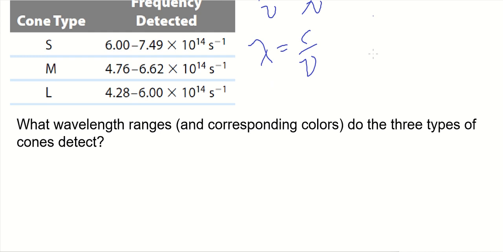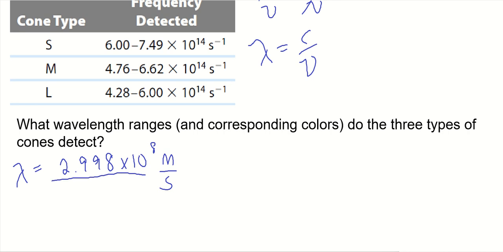So let's start with the S-type. The wavelength for the S-type is going to be 2.998 times 10 to the 8 meters per second. That's given to you on your reference sheet. That's the speed of light. And the frequency on one end of the range is 6.00 times 10 to the 14 hertz, or per second. Either way, the seconds are going to cancel out, so we'll be left with meters. That is the unit for length. Let's go to our calculator.